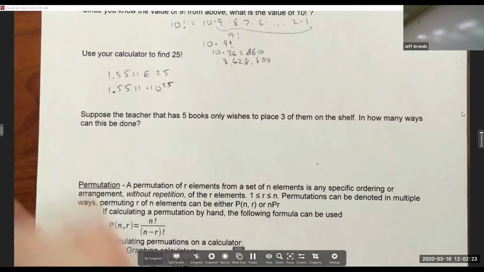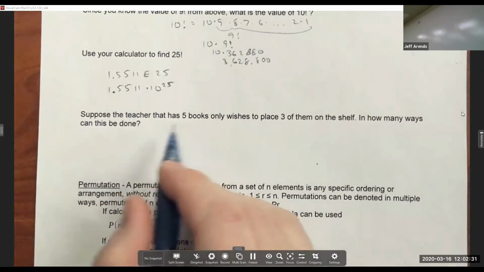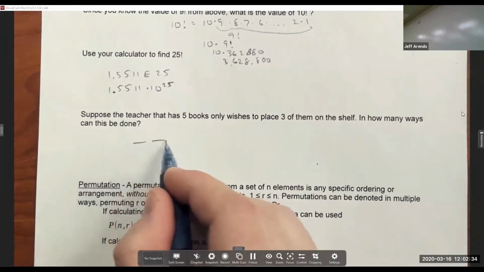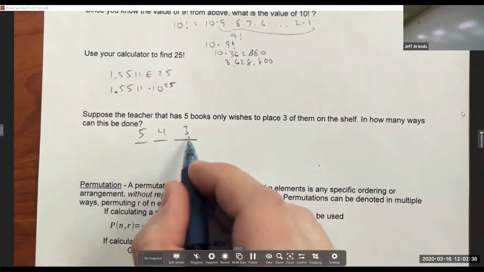All right, suppose a teacher that has 5 books only wishes to place 3 of them on the shelf. How many ways can this be done? If you want to place all 5 books, that's just 5 factorial. But if you only want to do 3 books, you kind of start this factorial and then you stop before you're done.